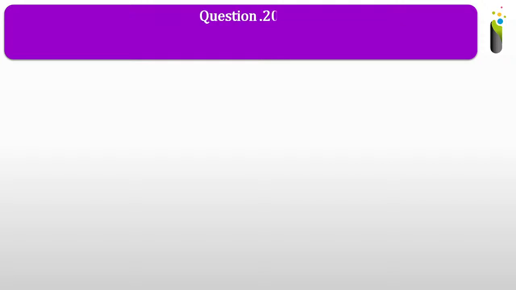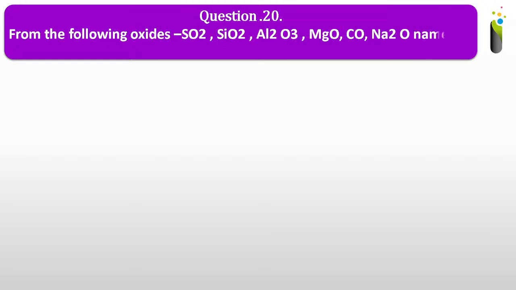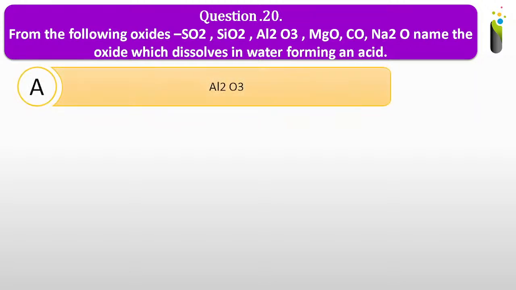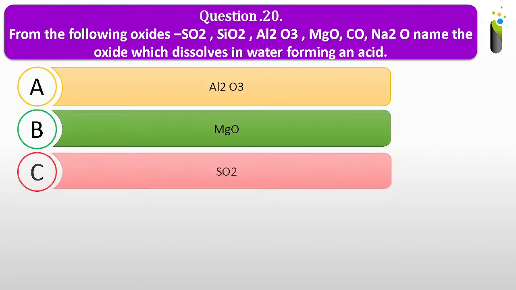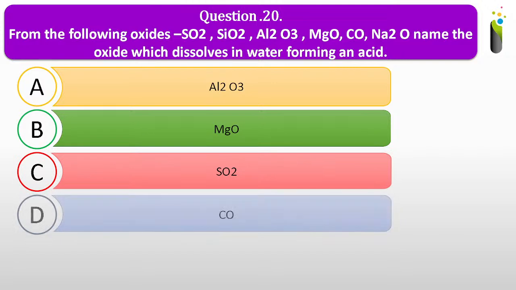Coming to the next question, number 20. From the following oxides, SO2, SiO2, Al2O3, MgO, CO, Na2O, name the oxide which dissolves in water forming an acid. A. Al2O3, B. MgO, C. SO2, D. CO.